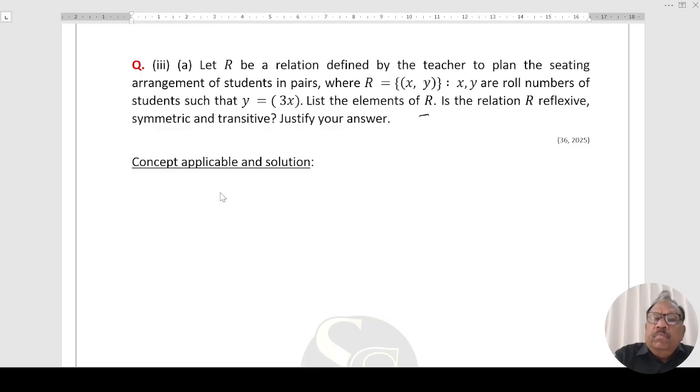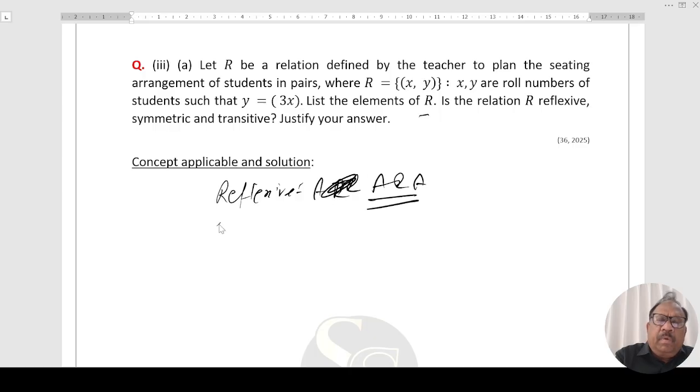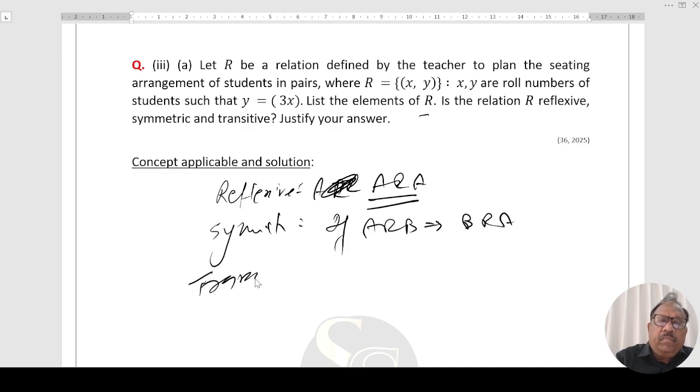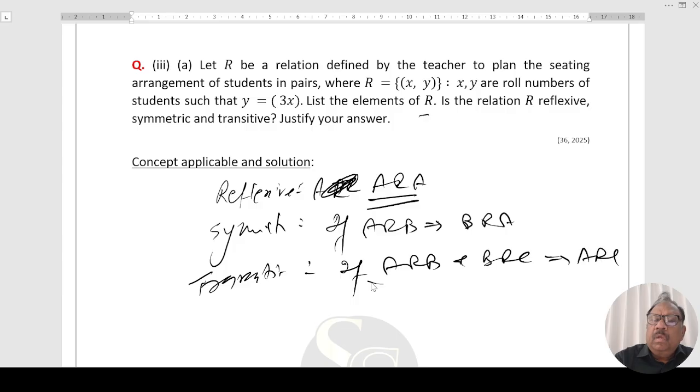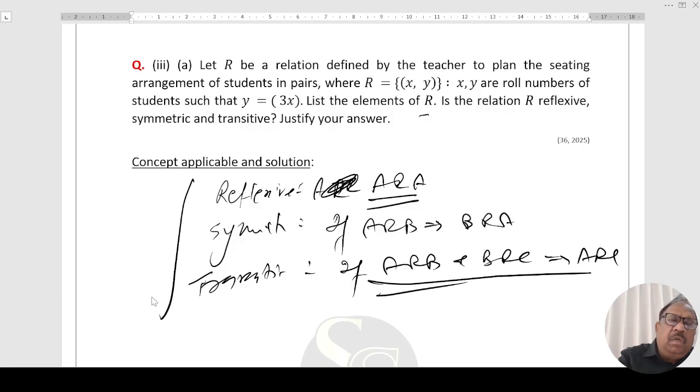For a relation to be reflexive, aRa. If symmetric, if aRb, then bRa. And transitive, if aRb and bRc, then aRc. If these conditions are satisfied, then the relation is an equivalence relation. Equivalence relation, right?